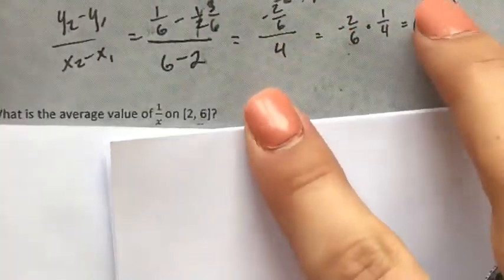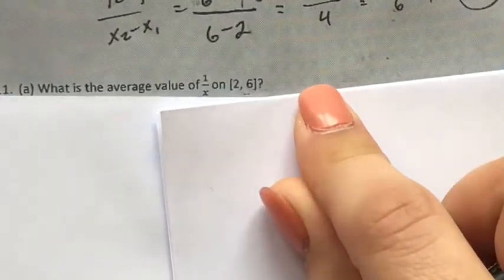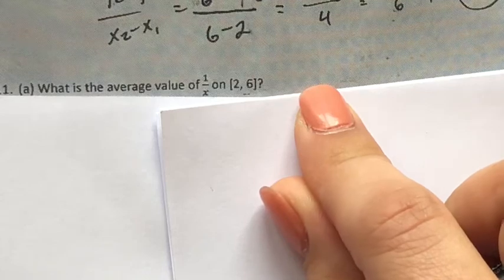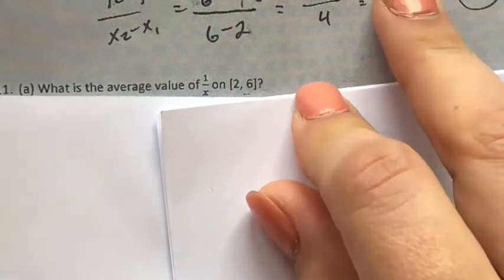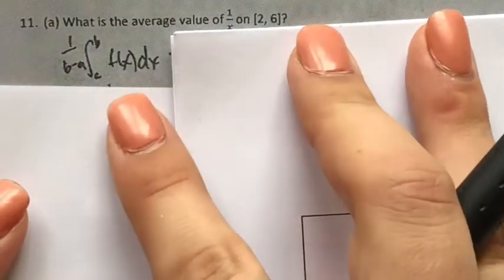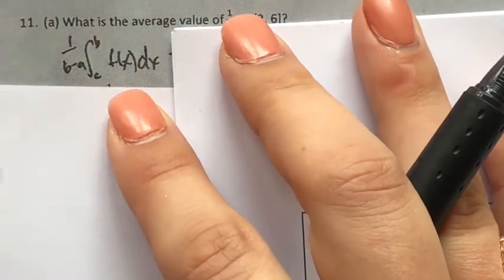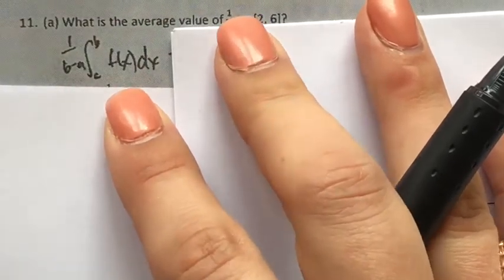Okay, last problem. So we got average value. What's the average value formula? It's 1 over b minus a times the integral from a to b of f of x dx. So this is the formula for average value. Every time it says average value or average amount, even if it's a word problem, like average number of shooting stars, you're thinking that.